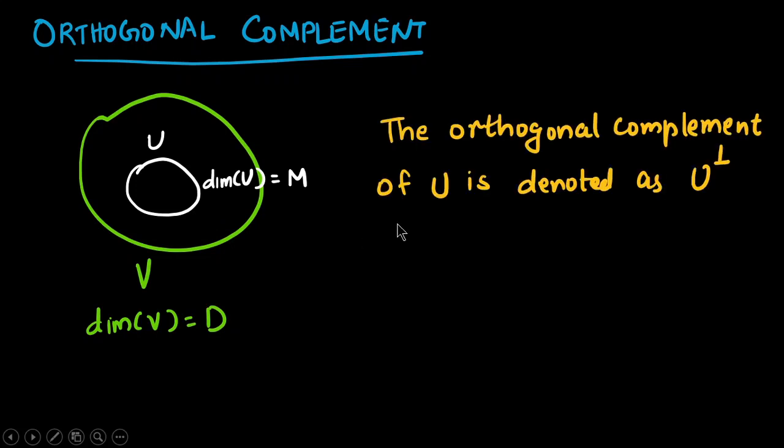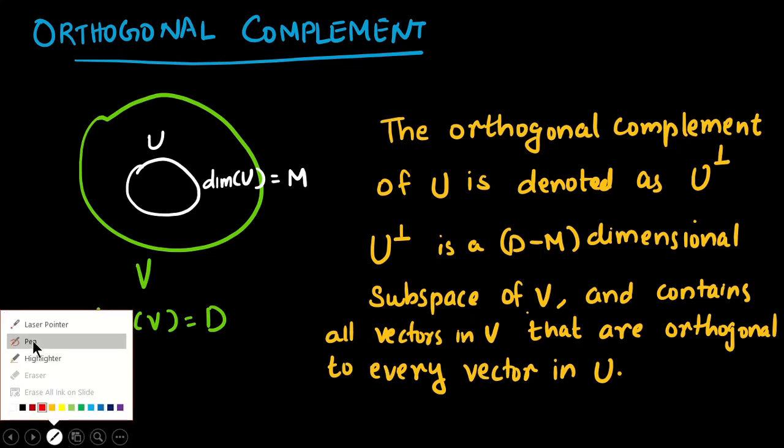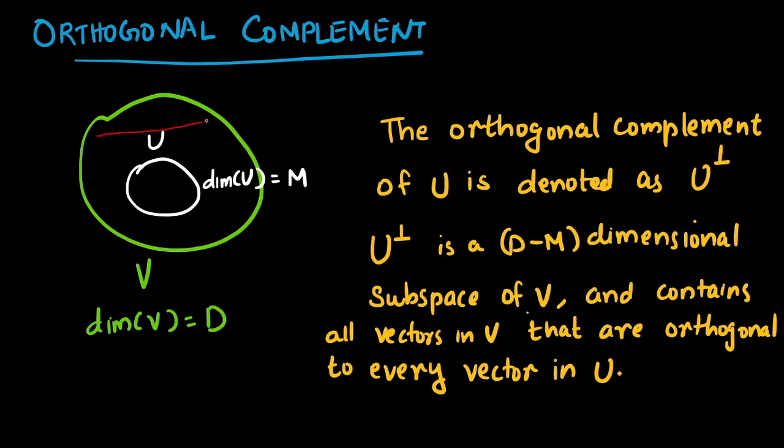The orthogonal complement of U is denoted as U orthocomplement. So U is a subspace of V and its orthogonal complement is represented like U orthocomplement, and U orthocomplement is a D minus M dimensional subspace of V, and it contains all vectors in V that are orthogonal to every vector in U.